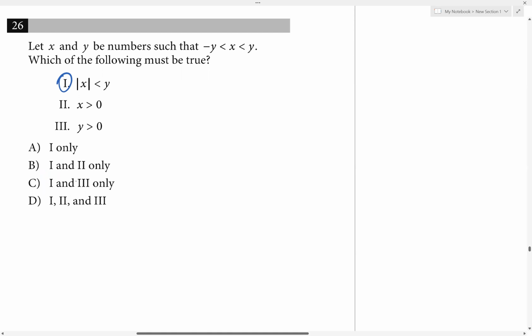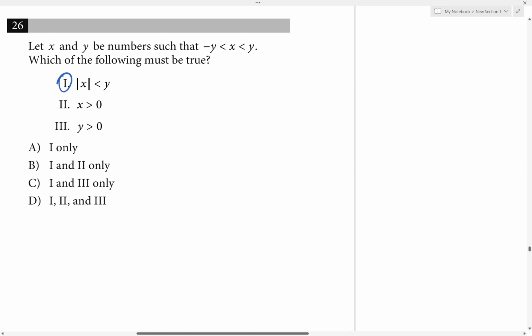For this type of question, it's best to use some actual numbers. Plug in some numbers and do a trial run. Pick some numbers that work here. So you have negative y is less than x is less than y. First of all, we know they can't be equal to each other, so they're not all going to be 0. We don't have 0, 0, 0, because that's not possible.